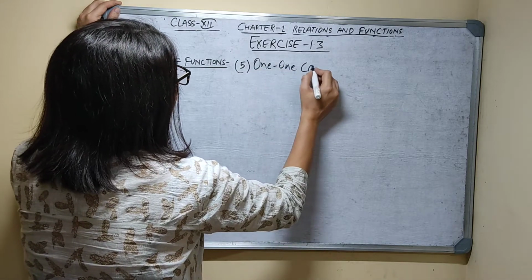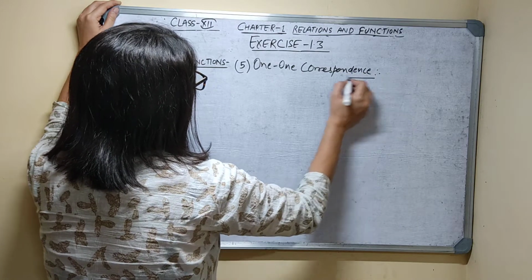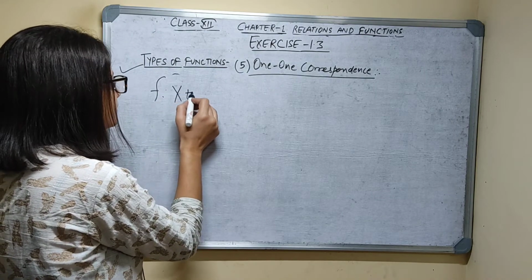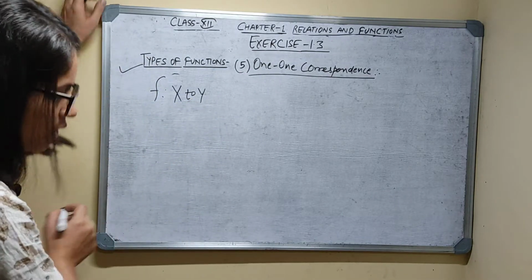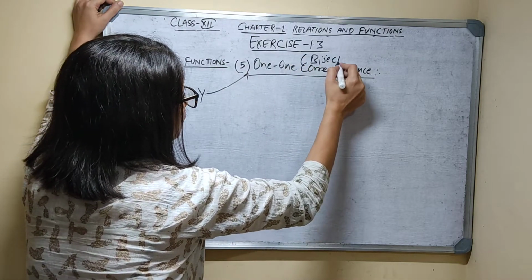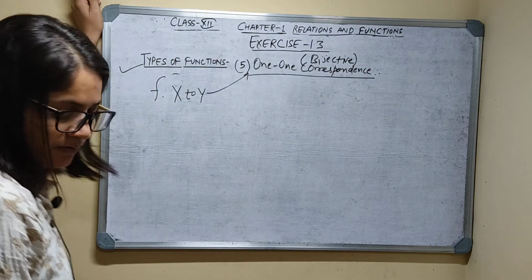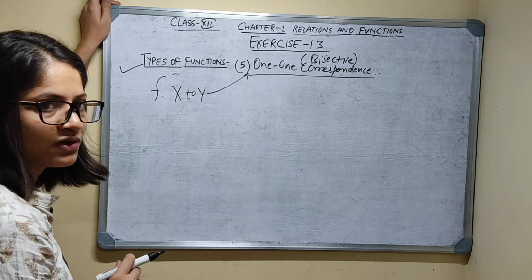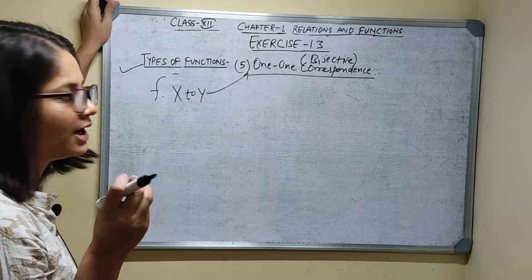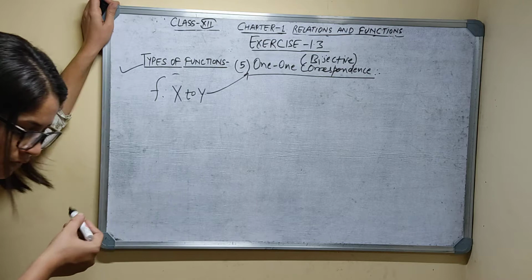A function which is from X to Y is called a one-one correspondence, or you can say bijective. Bijective means it is surjective also and it is injective also. Injective means one-one function also, surjective means onto function also. If a function is both one-one and onto, then I can say the function is one-one correspondence or bijective function.